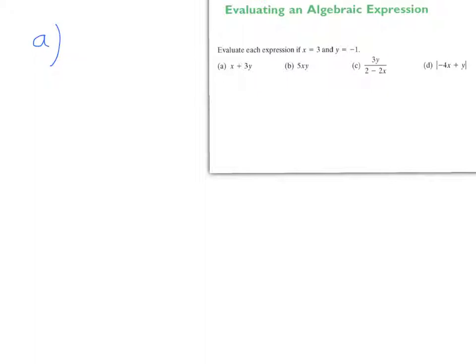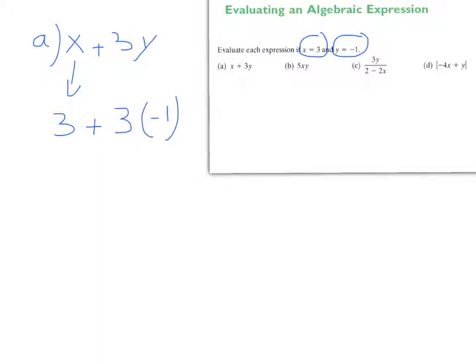We got x plus 3y. Now here we need to use substitution. So x equals 3 and y equals -1, which means we're going to substitute x by 3 and y by -1. Make sure you have parentheses here so we can distinguish between positive and negative.